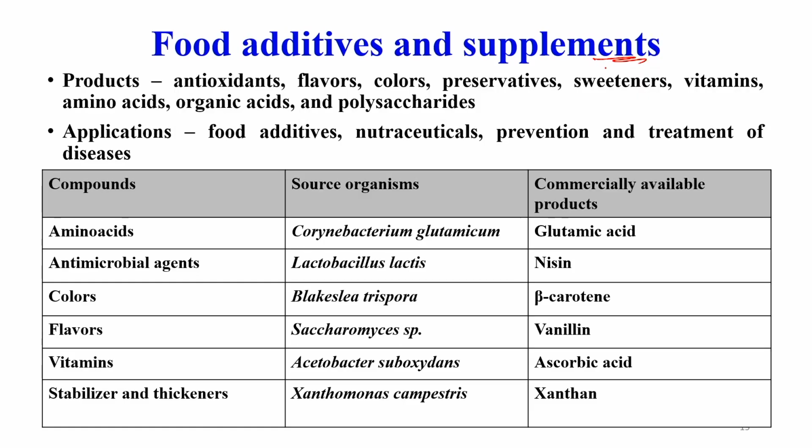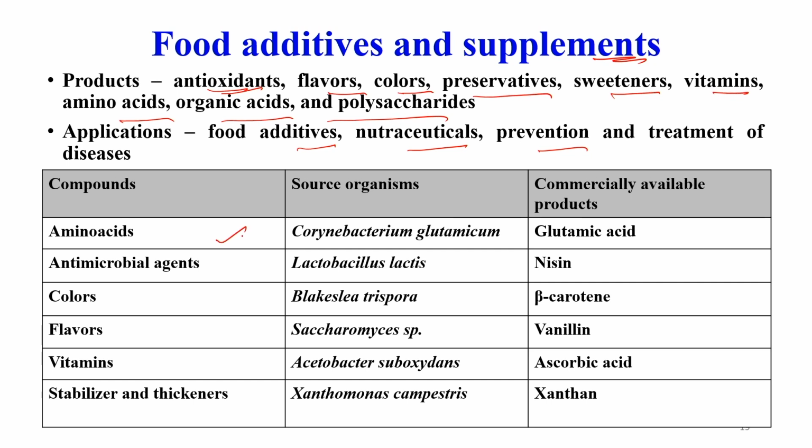The next product we are going to discuss is food additives and supplements. These are a few categories, like antioxidants, flavor, color, preservatives, sweeteners, vitamins, amino acids, organic acids and polysaccharides. They are mostly applied as food additives, nutraceuticals, and in the prevention and treatment of certain diseases.